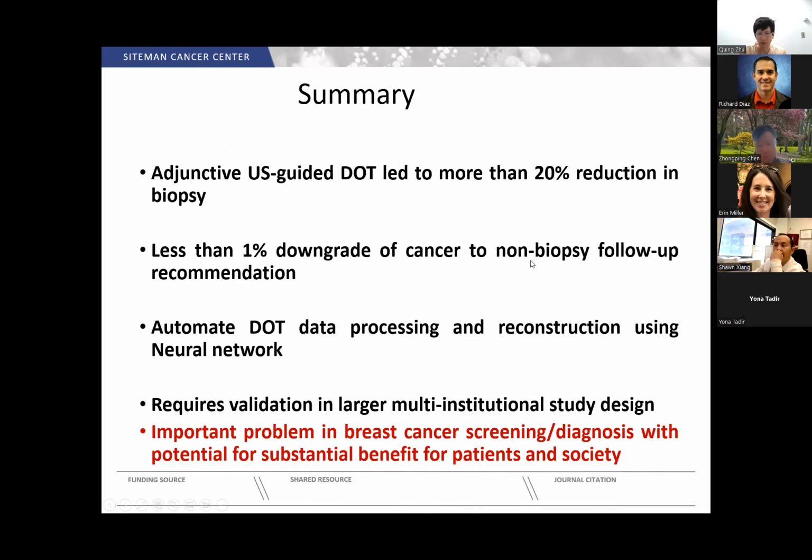And right now we're automating the processing. For people working on DOT, you know that we also have post-processing to filter the data and process the data. So we're trying to use a neural network to streamline the data processing, and this way we can immediately provide the DOT result to the radiologists rather than after one day. Hopefully this can be integrated with the reading and serve the goal we're trying to achieve, to reduce more normal biopsies.